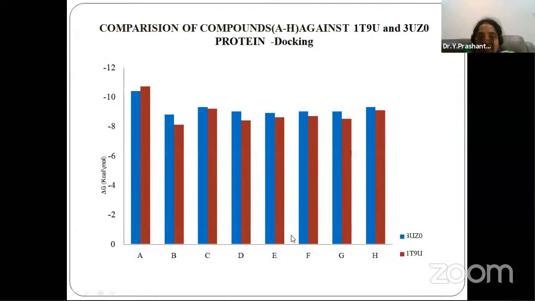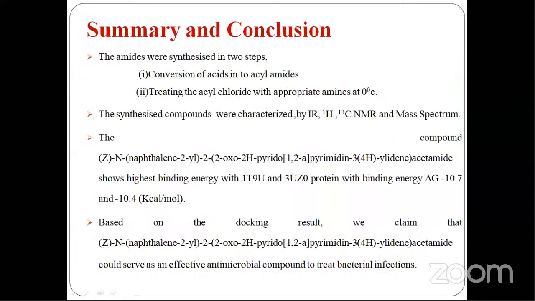So this is the comparison table. The summary is we synthesized 8 pyridopyrimidine amides and confirmed their structures by the following characterization, and the molecular docking revealed that the naphthalene pyridopyrimidine acetamide has a high binding energy. So based on the docking results, we claim that these compounds could serve as effective antimicrobial compounds to treat bacterial infection. So these are the references, and thank you.